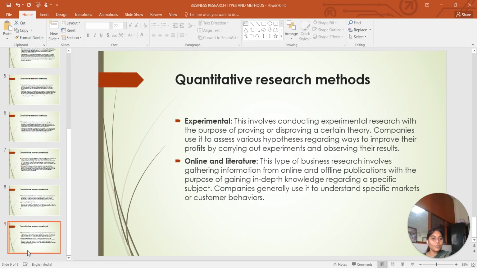Online and literature research. This type of business research involves gathering information from online and offline publications with the purpose of gaining in-depth knowledge regarding a specific subject. Companies generally use it to understand specific markets and consumer behaviors.